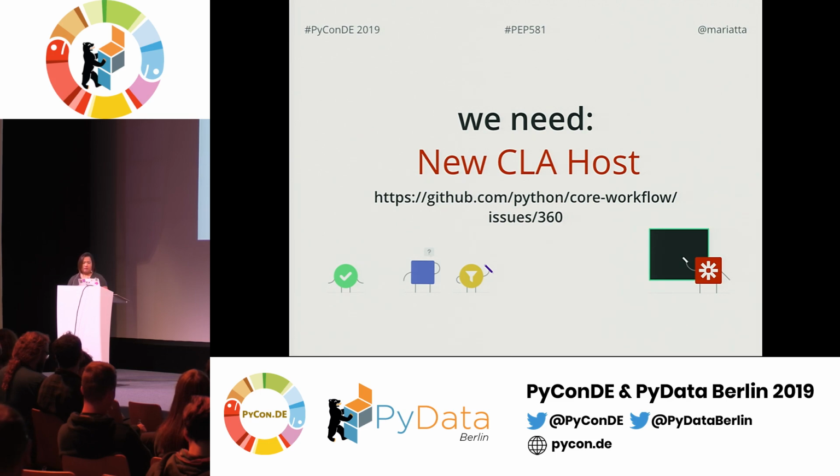But a couple months ago, after much research and discussions, the solution we were thinking about is not going to be good enough. So we might need to build something new, something custom for ourselves. And if this is something you're interested in helping contribute, I have written the complete requirements of what the CLA host will look like, what it needs to be able to do. I wrote like 9 different points of what the CLA host should be. It's in that issue, Core Workflow issue 360. So if that's something you're interested in contributing, follow the issue.